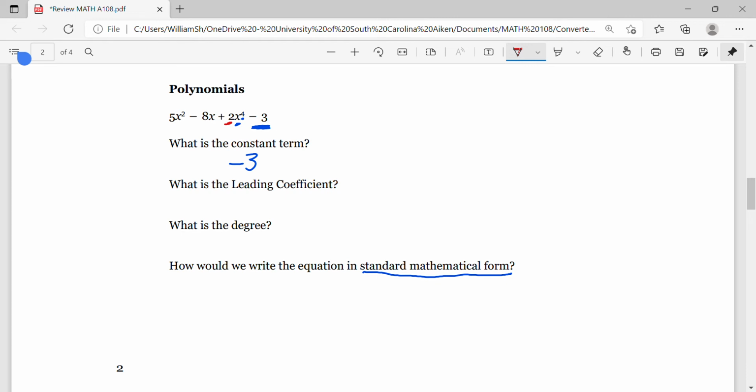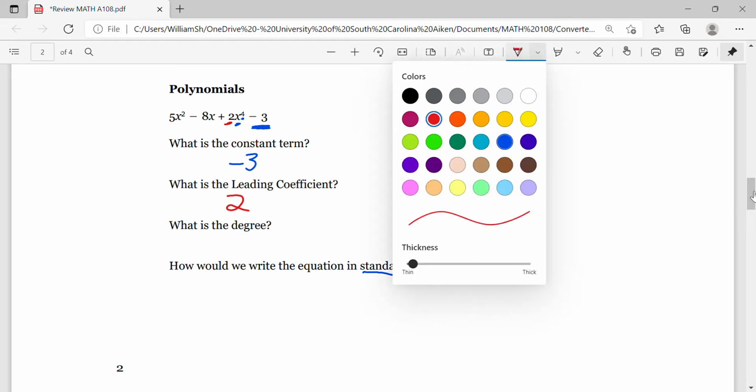So our leading degree here is 2. I'm sorry, I said that wrong. Our leading coefficient is 2. Our leading degree, or our degree here, let me change colors once again. Our degree here is like we highlighted here.